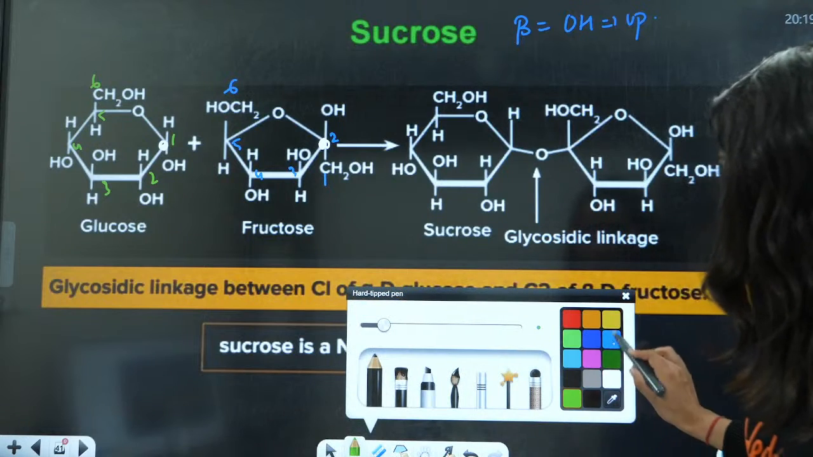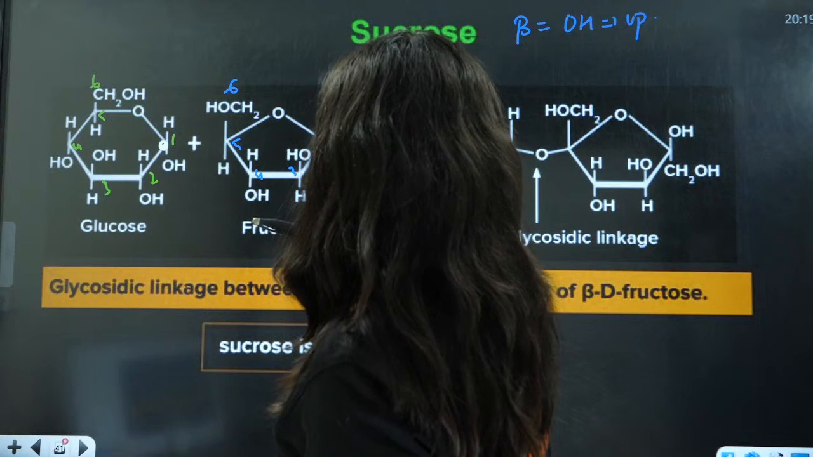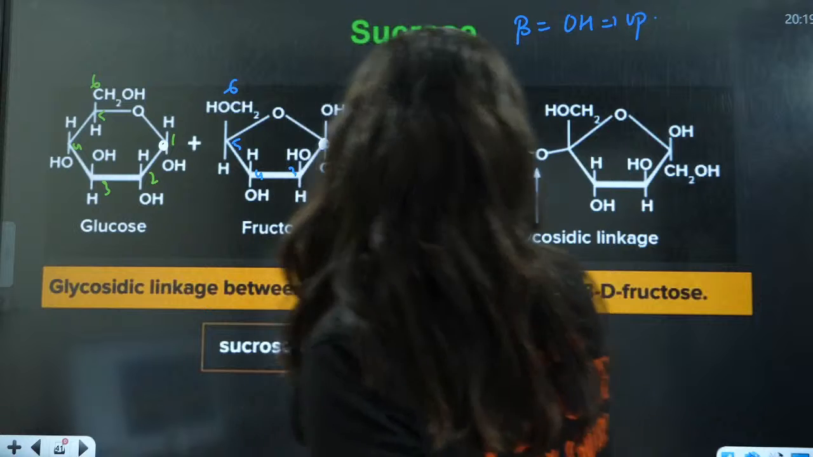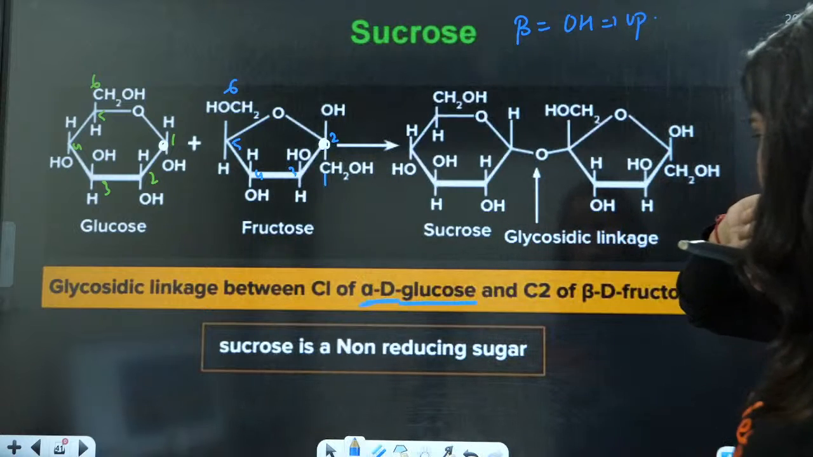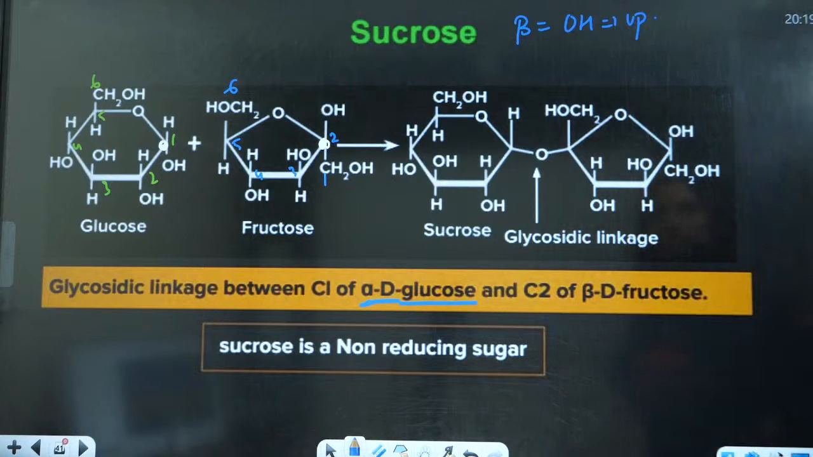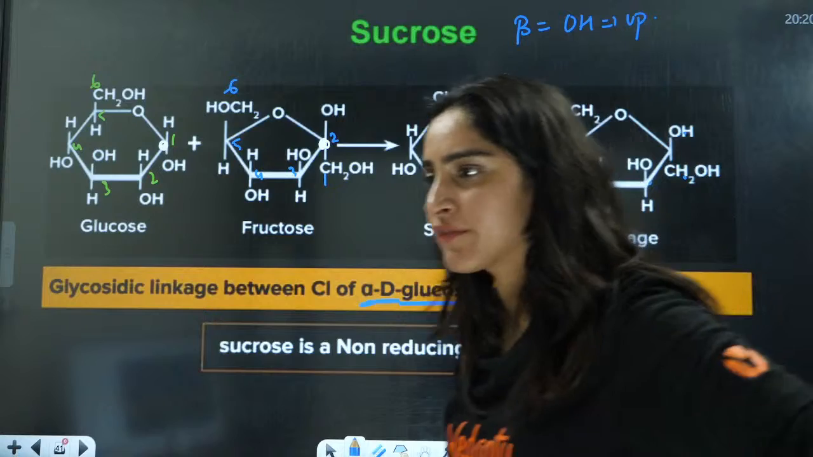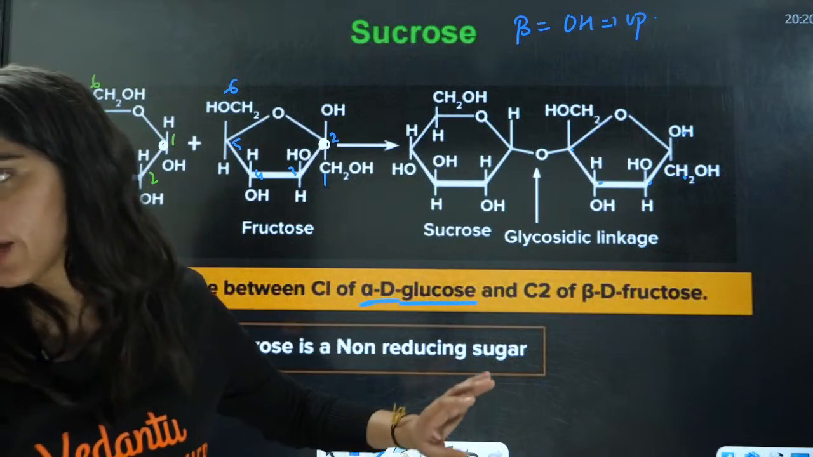This should be C. 1, 2, 3, 4. C2 or beta D glucose. This is not C2. This is 1, 2, 3, 4, 5. Okay, everyone here, listen to this very carefully.